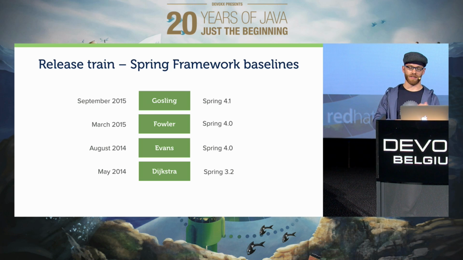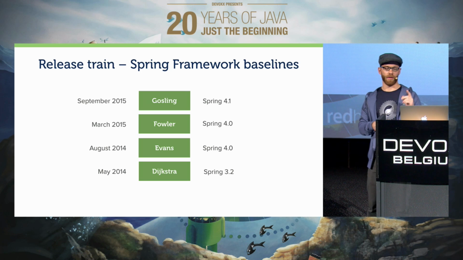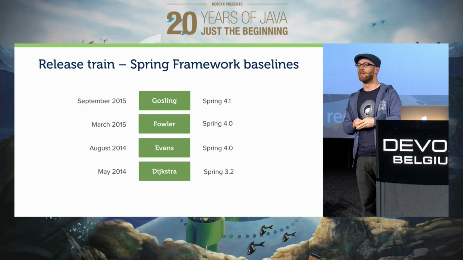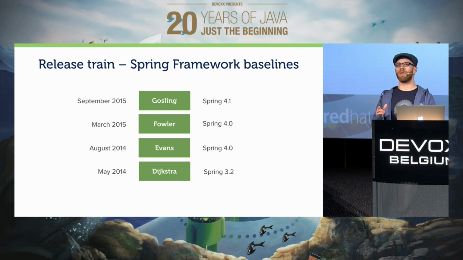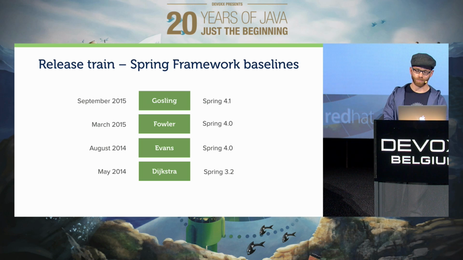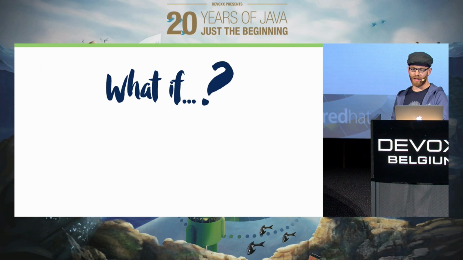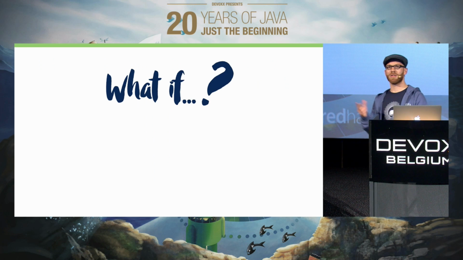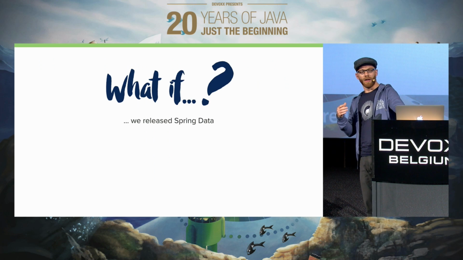You, of course, and that's the case for Dijkstra, Evans, Fowler, and Gosling, can run all of these modules on the most recent Spring version, right? It's basically just the minimum required version here. That actually leads to a question, because it's always good to get feedback a bit.